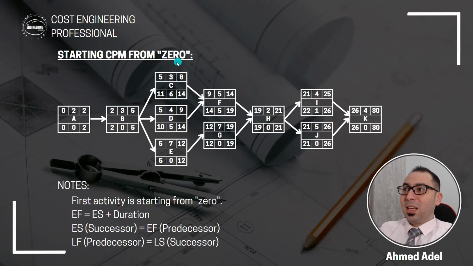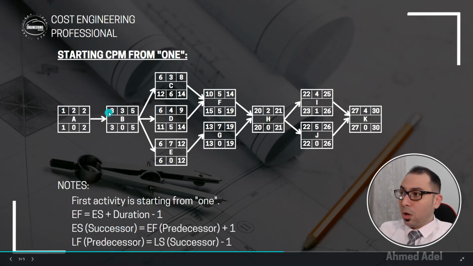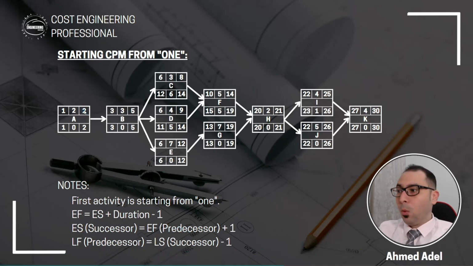When we were starting it from 0, this was not the case. 0 plus 2 equal 2, and the same 2 comes here. No, here now 1 plus 2 equal 3, minus 1, that's 2, but this will start from 3. So when you are starting the CPM from 1, the early start of the successor, which is this number, will be equal to the early finish of the predecessor, which is this number, plus 1.